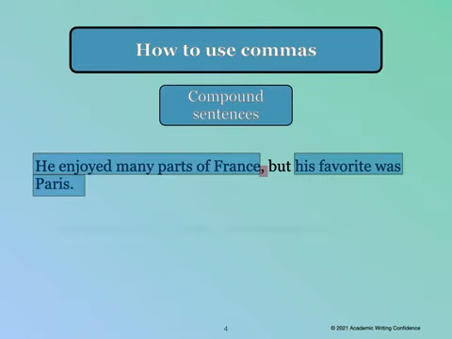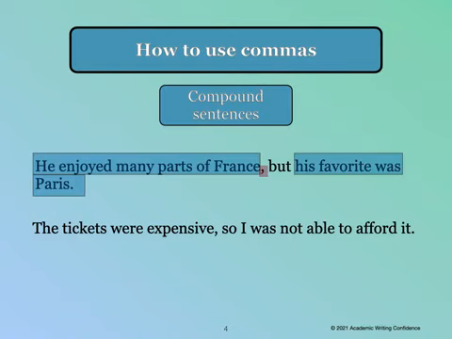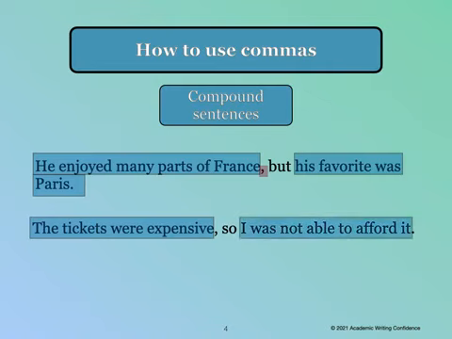Here's another example. The tickets were expensive, so I was not able to afford it. Again, we have 2 simple sentences that are connected by a comma and the word so. So be sure to add a comma when writing compound sentences with words such as but and so.